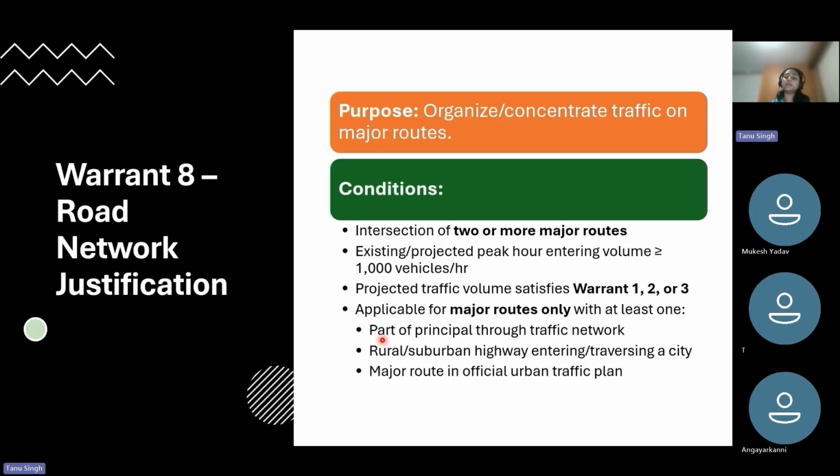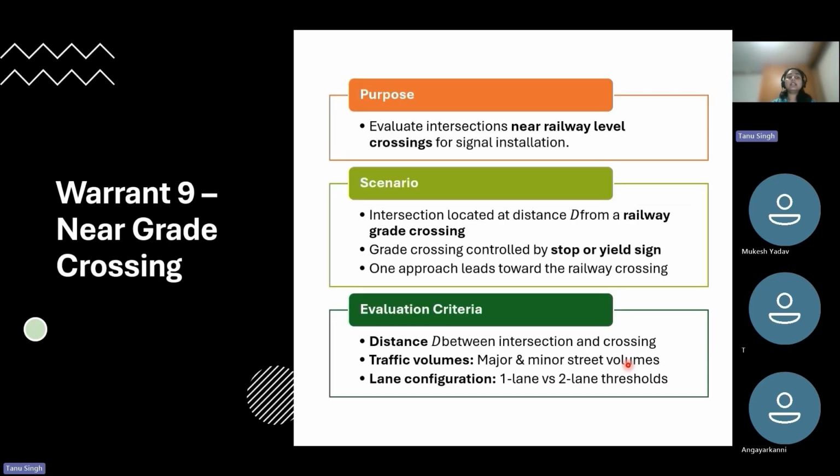First is the part of the principal through traffic network, then a rural or suburban highway entering or traversing a city, or a major route in the official urban traffic plan. So this warrant is mainly about traffic efficiency and network organization, not just intersection volume. Now coming to warrant 9.